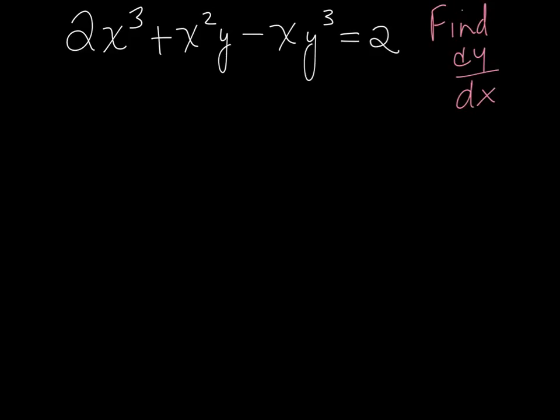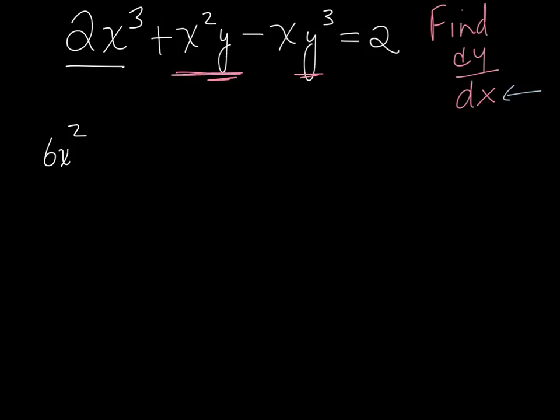Alright, I'm asked to find dy/dx, so I know this is implicit differentiation because I have some y's in here. Remember, any time you have a variable different from what's on the bottom here, you have to follow it with the dy/dx after you take the derivative. So the derivative of the first term would be 6x squared. That's with respect to x, so I don't have to do anything with that.